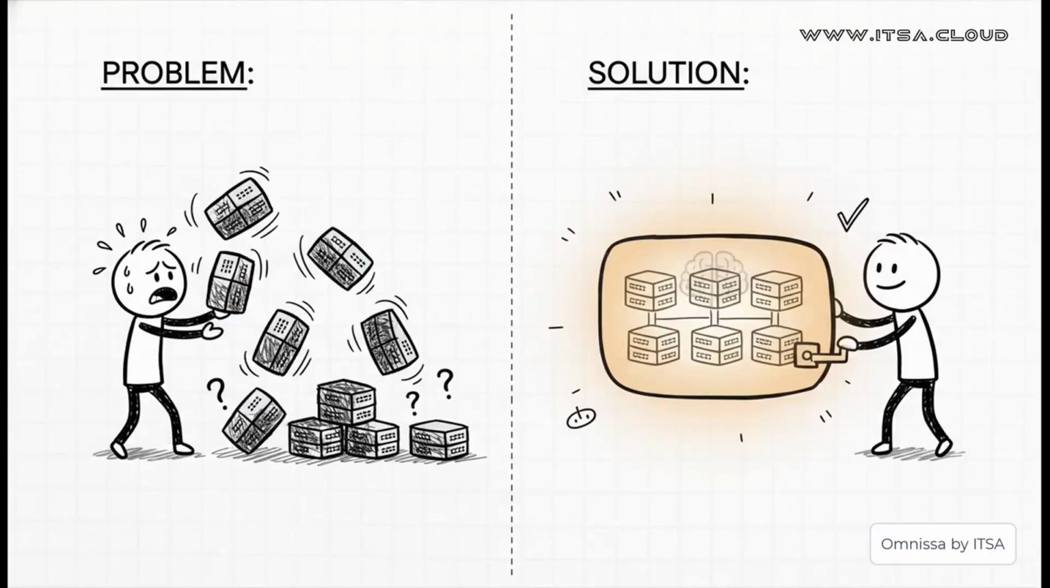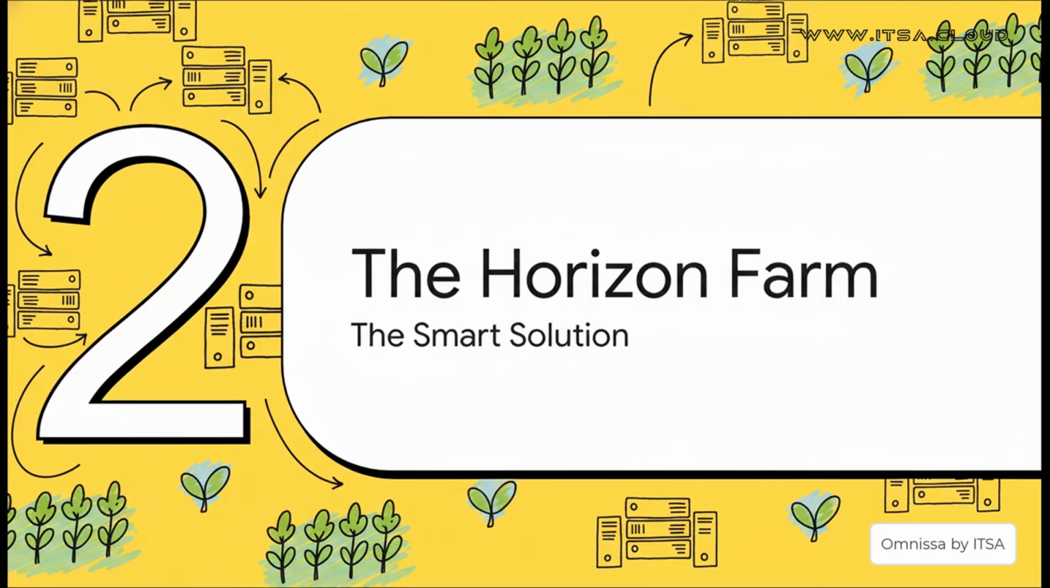But here's the thing, there is a much smarter way to do this. What if you didn't have to manage all those servers one by one? What if you could treat them all as a single intelligent unit? Well, that's exactly where this technology steps in. And that brings us to the hero of our story today, the Omnissa Horizon Farm. This is a solution that's designed to tackle that server sprawl problem head-on.